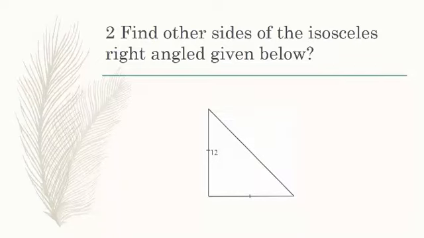My second problem is to find the other sides of an isosceles right angle triangle given below. It is a right angled isosceles triangle, it means one of the angles is 90 degrees and two sides are equal. So equal sides are marked. See that the opposite side is 12 centimeter. Therefore the adjacent side is also 12 centimeter. One of the angles is 90 degrees.